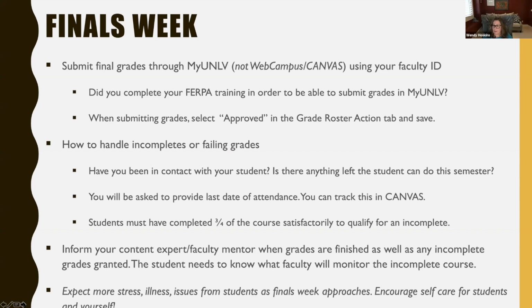If someone's failing, when you go to input a grade of F, it's going to ask you the last date of attendance. And so what I do is I go in Canvas, and if you click on the student, you can get the information of the last time that they went to Canvas into that course. And I use that as my last date of attendance for asynchronous courses and online courses. If they're face-to-face classes, then I usually use the last time that I saw them in class as the last date of attendance. So Canvas can help you answer that question.